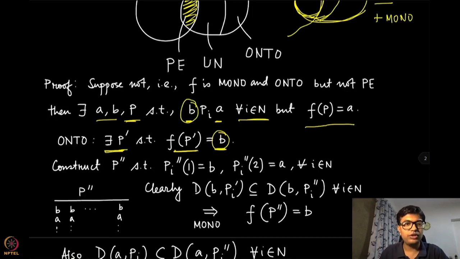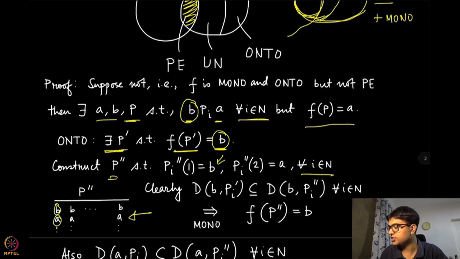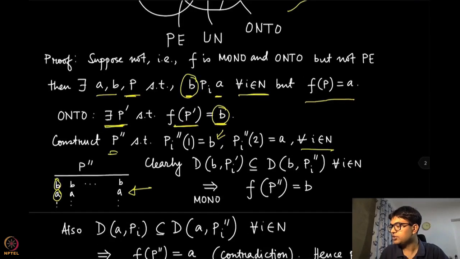Now we are going to do a very similar trick constructing this PI double prime, where we have chosen for all the players the topmost alternative to be B, and the second topmost to be A. This is true for all the agents here. So this looks like this figure here. Therefore, we can conclude that the dominated set of B under this PI prime is weakly getting better off in PI double prime, right?